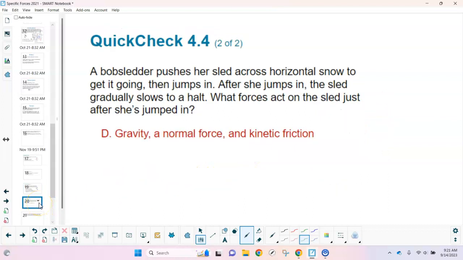So we got these three things: gravity, normal force, kinetic friction. That's it. Okay, so I'm going to stop there right at 40 minutes. Sorry, it's a little long, but we got through a lot of good information that you're going to use.